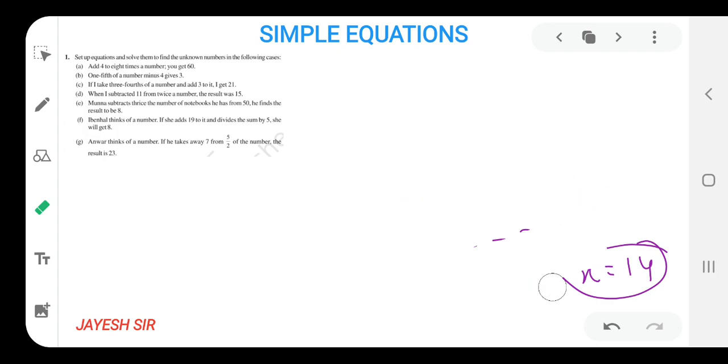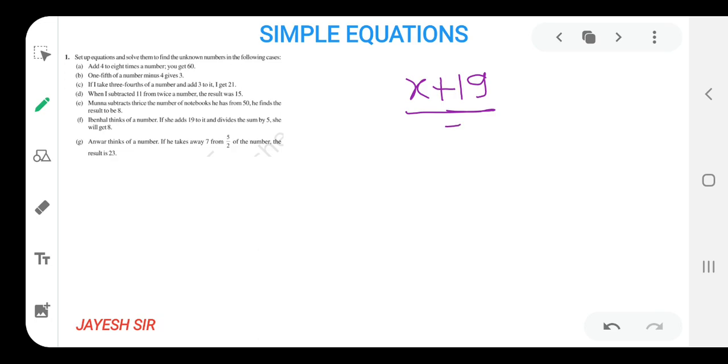Ibn Lal thinks of a number. If she adds 19 to it and divides the sum by 5. Which number? The number we are already taking as x. If she adds 19, we need to add 19, and divides the sum, means x plus 19, the sum by 5. So the whole we will take as denominator 5. She gets the answer as 8. Now this is the equation we have formed after reading the question.